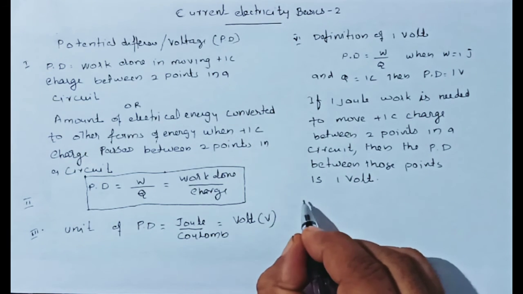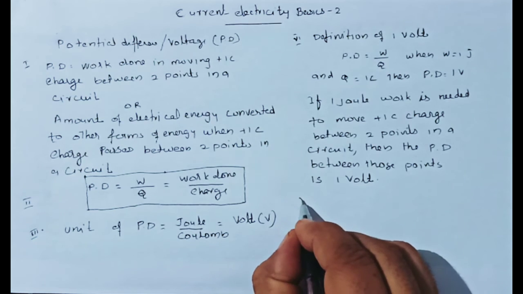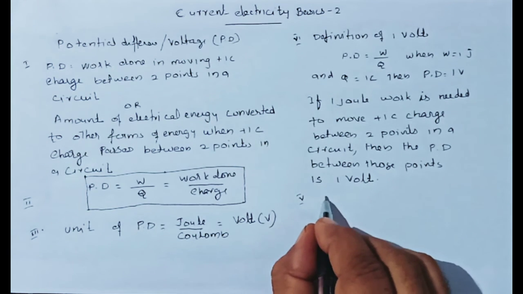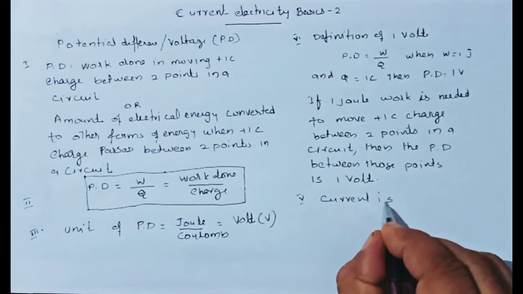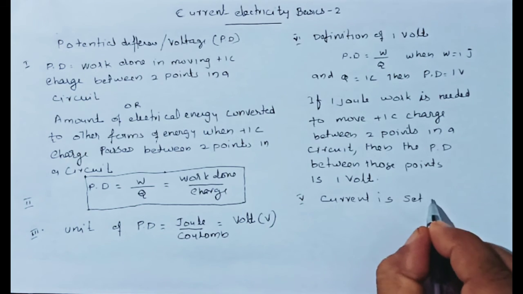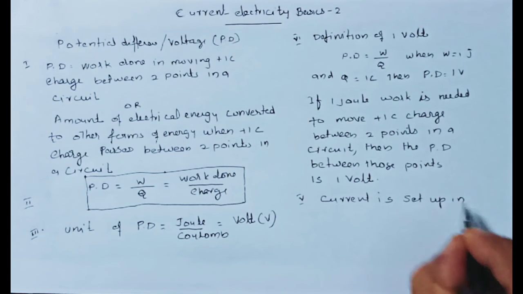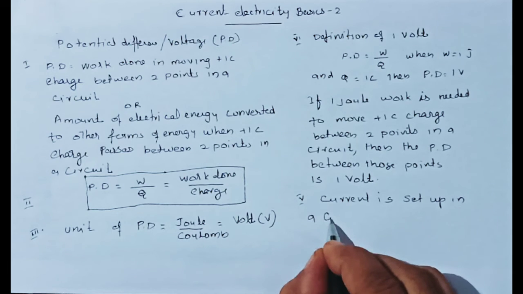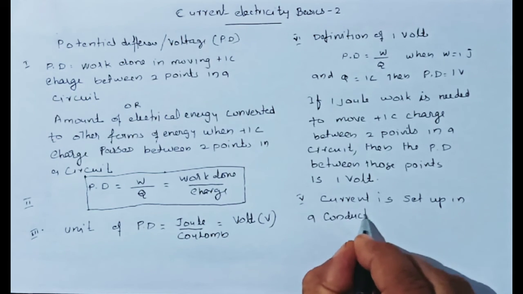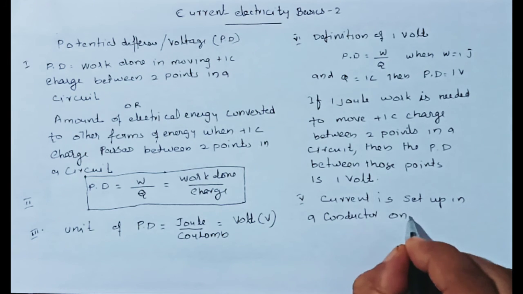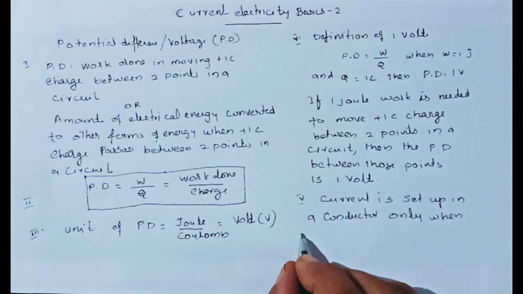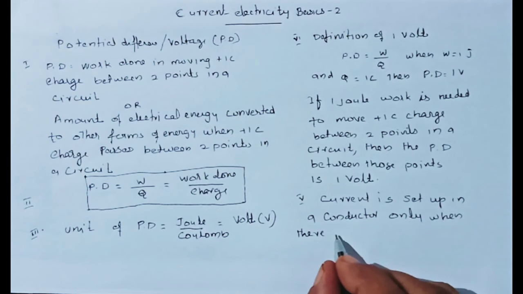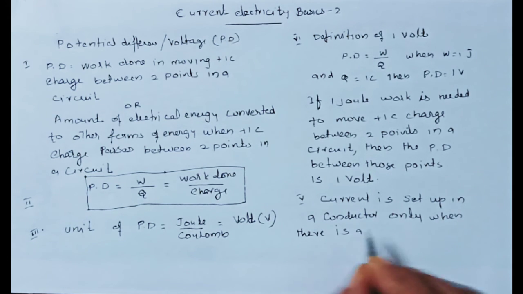Now, we need to learn a lot more about potential difference, but let's conclude this with one simple idea. If you want to set up current in any conductor, what should you do? Of course, you will connect a cell or a DC power supply, but what exactly you do is something related to potential difference. If you want to set up current in a conductor, you need to keep the two ends of the conductor at different potential, or you have to introduce a potential difference between the two ends of the conductor.